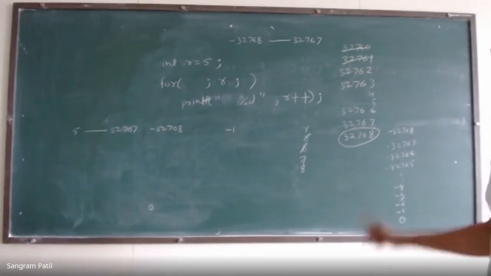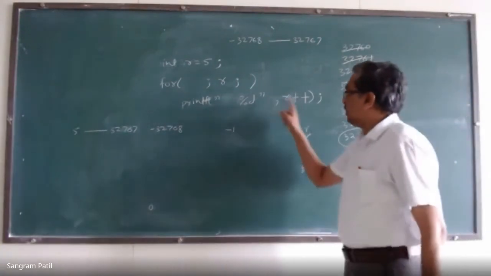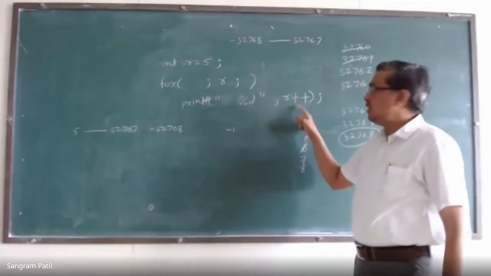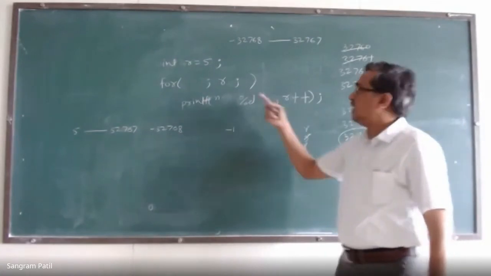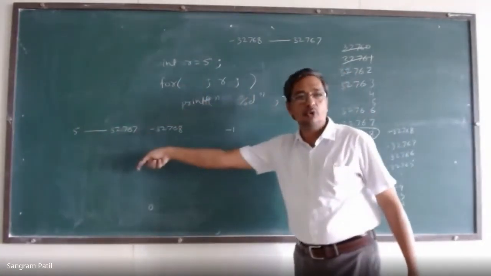It will print up to minus 1. It prints minus 1 and it is incremented by 1, it becomes 0. And when it comes to 0, it will come out of the loop.